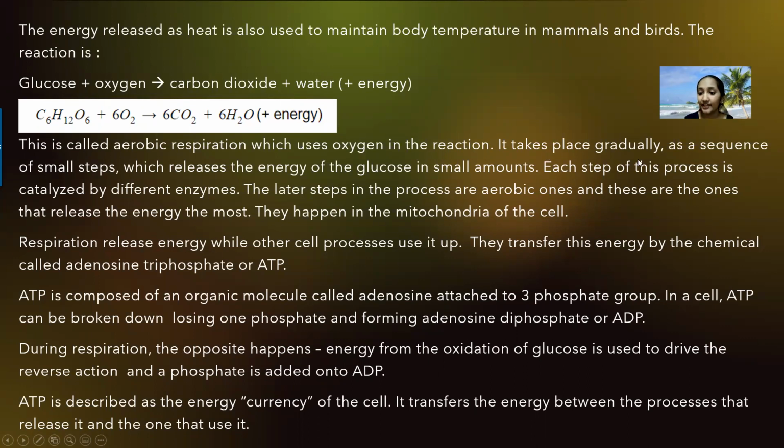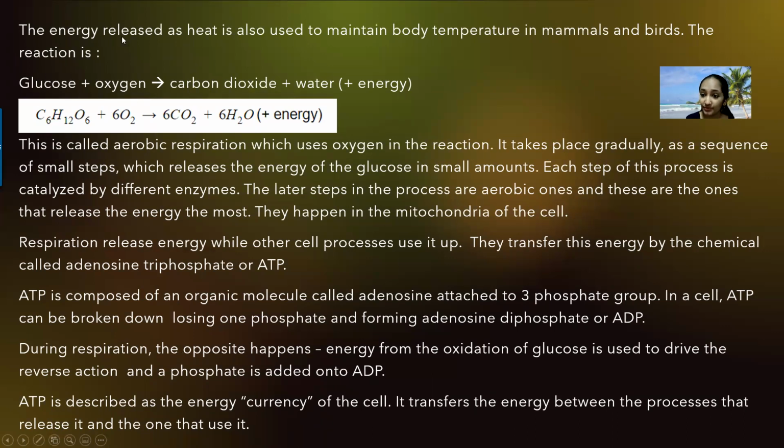It takes place gradually as a sequence of small steps, which releases the energy of the glucose in small amounts. Each step of this process is catalyzed by different enzymes. The later steps in the process are aerobic ones, and these are the ones that release the most energy. They happen in the mitochondria of the cell. They use oxygen in the reaction.